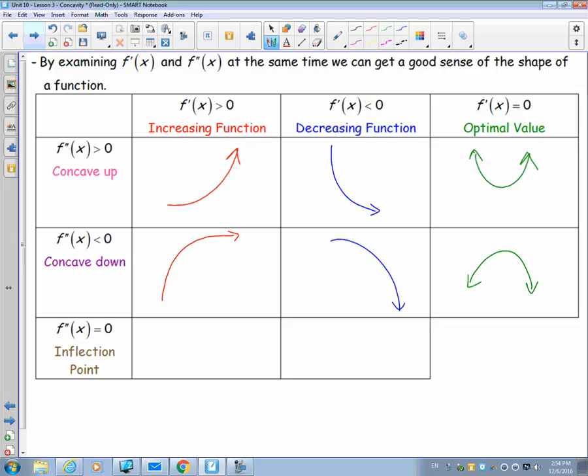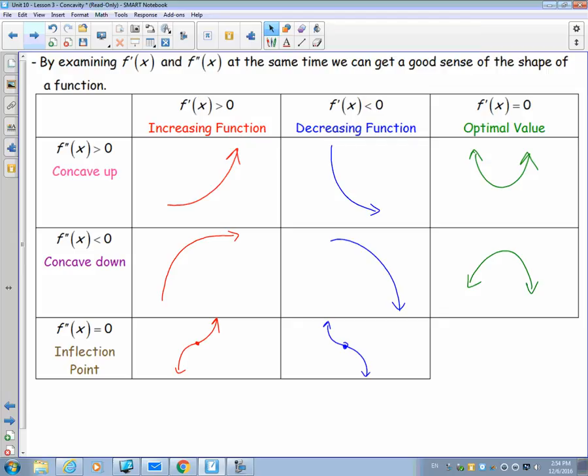Okay, the last set is what happens when you have an inflection point. Well, if it's an increasing function with an inflection point, that means it's got to go up and up. It's got to have the flat spot right in the middle. If it's a decreasing function with an inflection point, it's got to go down and down, and again, a flat spot in the middle.